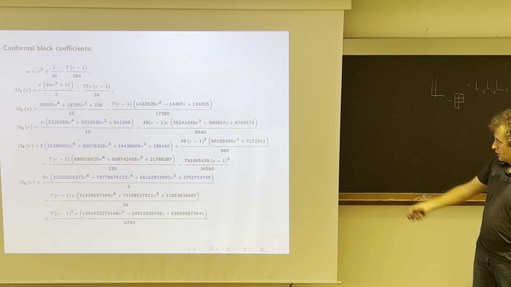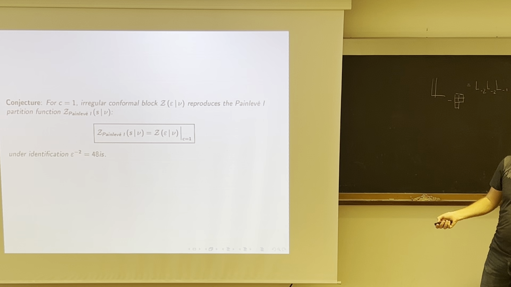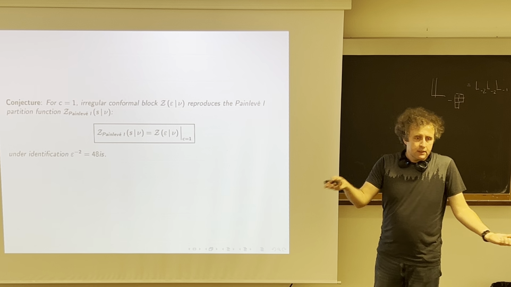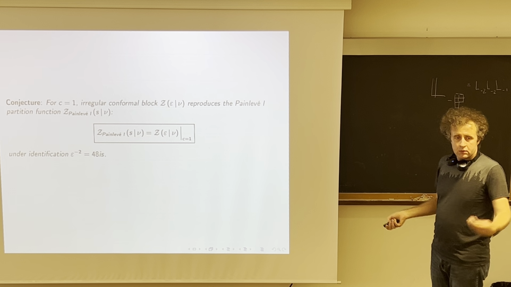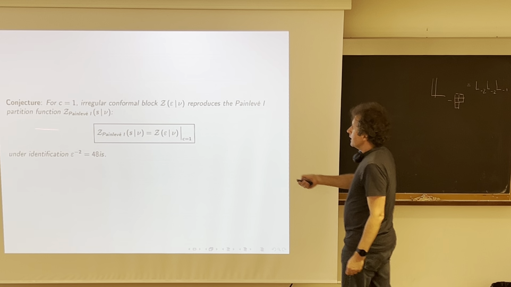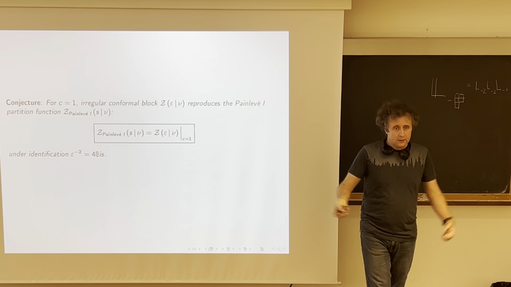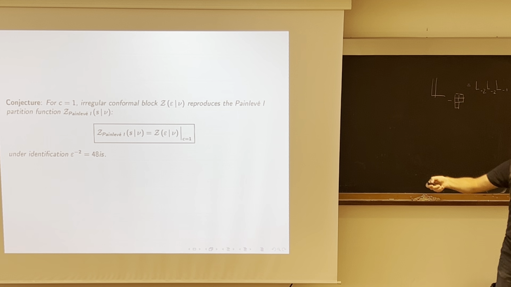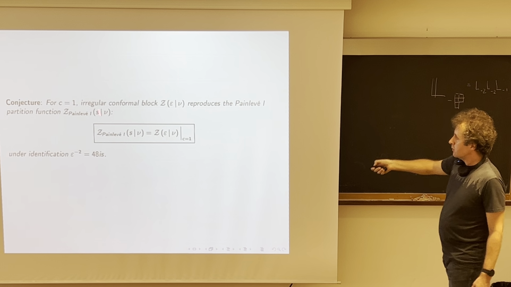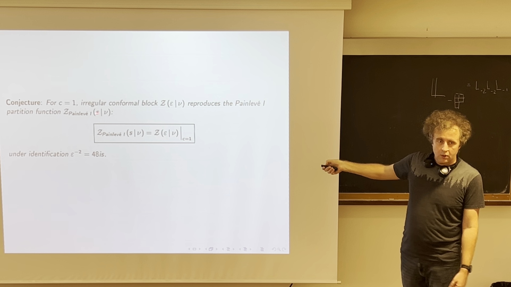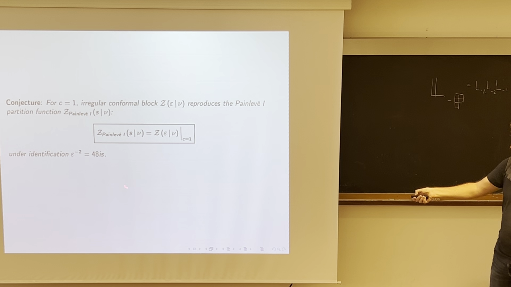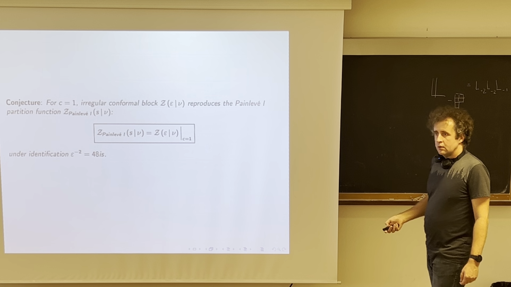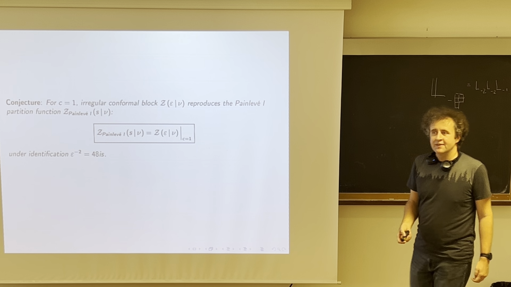You can compute its expansion and match with the expansion of the Painlevé tau function. And so the final conjecture, which is a reformulation of this result by Pogosyan and Pogosyan, is that for c equal to 1, this algebraic definition of the irregular conformal block of rank 5/2 reproduces this Painlevé 1 tau function building block Z, like here. And the identification is this. So epsilon is indeed basically S. Okay, that's it. Thank you very much.